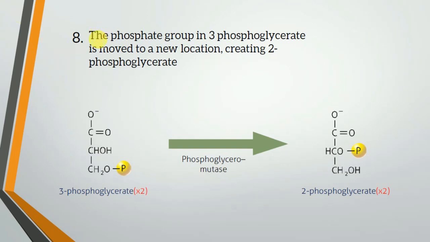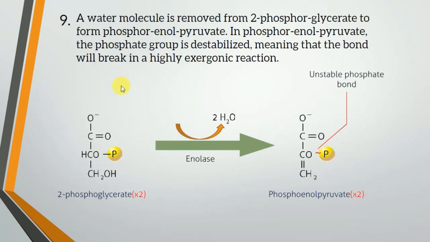Next, in step 8, we have the 3-phosphoglycerate molecules left over, and by using the enzyme phosphoglyceromutase, the phosphate group is shifted to carbon number 2. You can see that here the phosphate group is relocated to carbon number 2. In the next step, step 9, a water molecule is released and it results in phosphoenolpyruvate. This is also called PEP, and an unstable bond is formed between the phosphate group and carbon number 2 of the phosphoenolpyruvate.